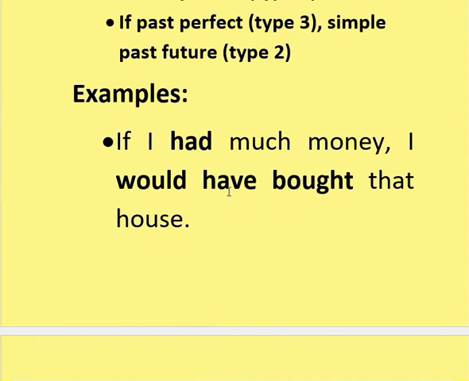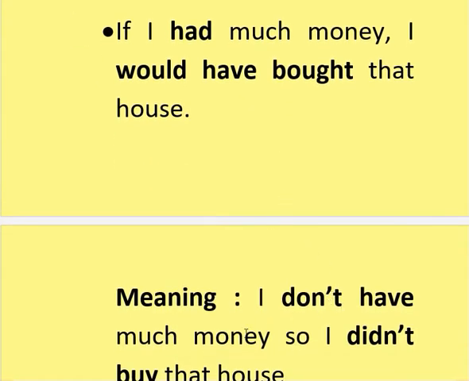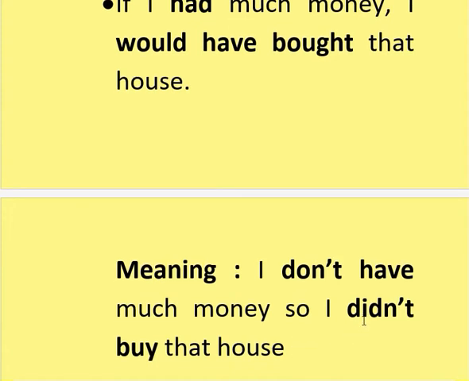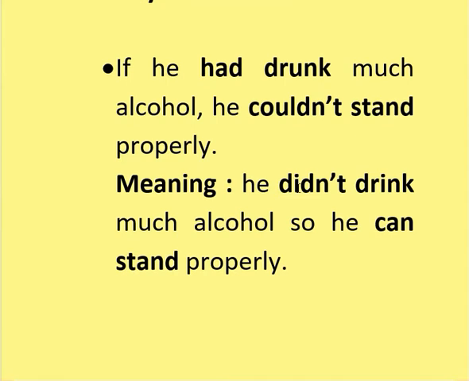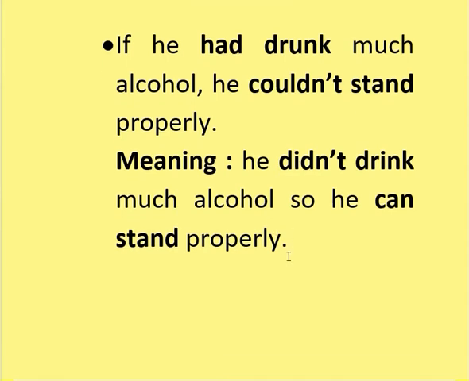For example, if I had much money, I would have bought that house. So it means that I don't have much money. Once again, I don't have, that's the real situation in present time. So this is considered as type 2, so it becomes if I had much money. So I didn't buy that house. It expresses the past time. So this is conditional type 3. So it becomes I would have bought that house. If he had drunk much alcohol, he couldn't stand properly. It means that he didn't drink much alcohol, so he can stand properly.